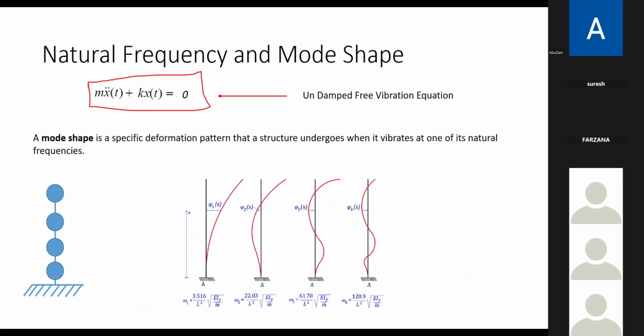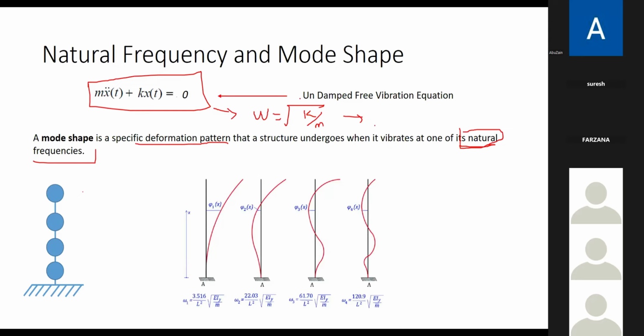Let's say this is my 4 degrees of freedom system, each mass moving only in the x direction. A mode shape is a specific deformation pattern that the structure undergoes when it vibrates at its own natural frequency. Now I will come to the natural frequency. According to the equation, omega equals root of k by m. If you find this, this is your natural frequency.